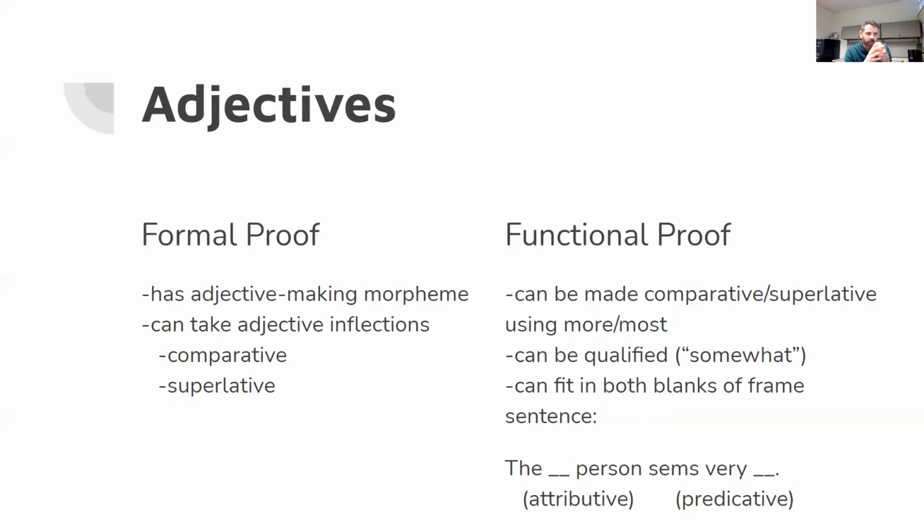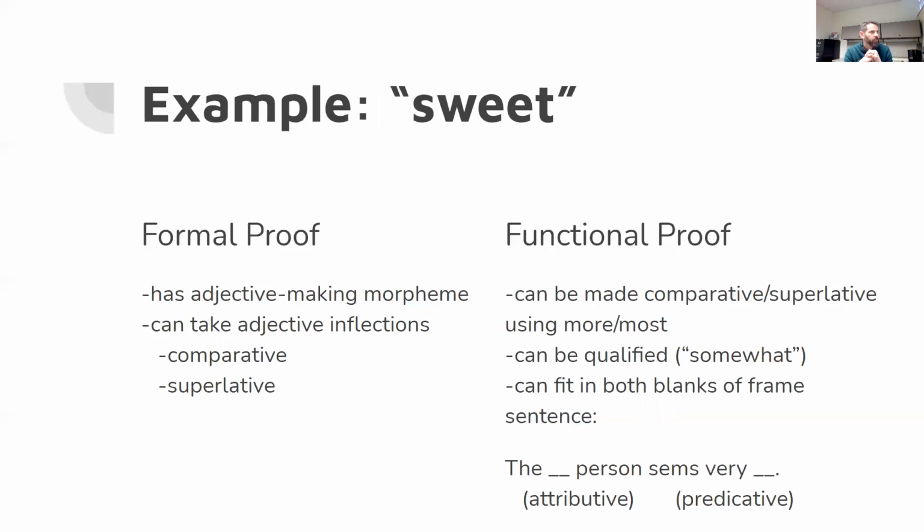And then an adjective, can it fit both of these slots in this sentence? Okay, the blank person seems very blank. So let's start with sweet. Okay, no adjective making morpheme that I'm aware of, but we could say sweeter and sweetest. We wouldn't really say more sweet and the most sweet, because we could use the ER, EST. Some people could do that, but that's not the regular pattern that we use in English.